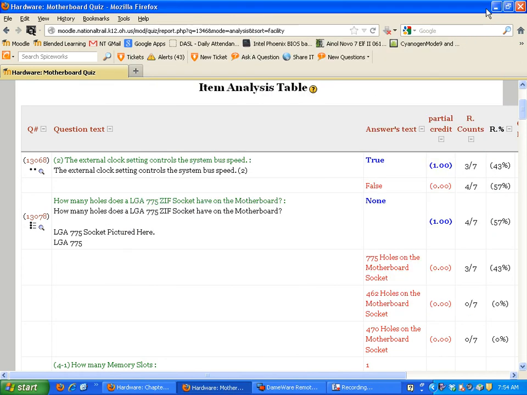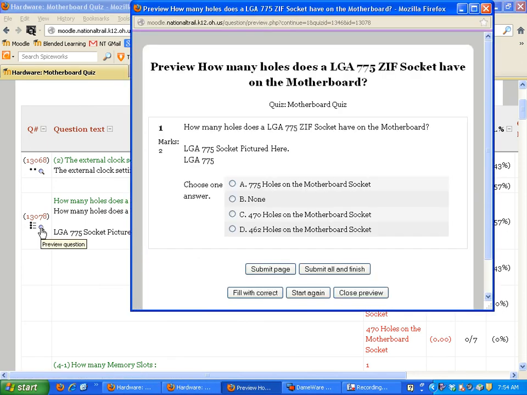Okay, how many holes? This was out of that link. Wasn't meant to be a thing, but if you had read the article and looked at it, 775 has 775, but how many holes does it have?